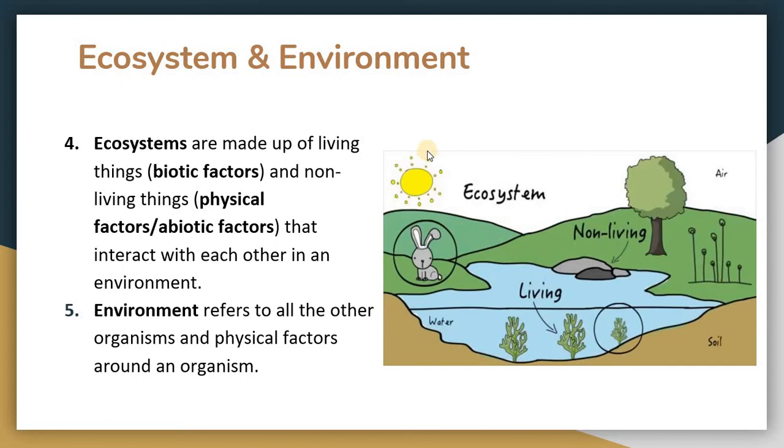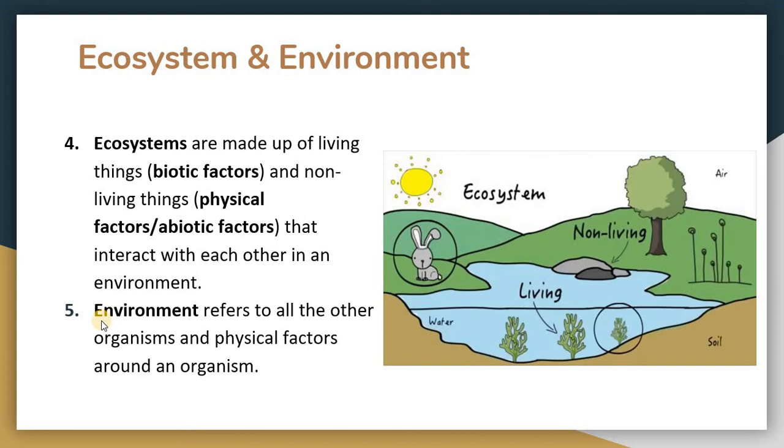So let's look at the diagram here. So the living things in this diagram are actually the bunny and the aquatic plants. Sometimes we call it the biotic factors. And of course, it has to include the non-living things like the rocks, the water, the soil, the air, the sun. These are considered the abiotic factors in an ecosystem.